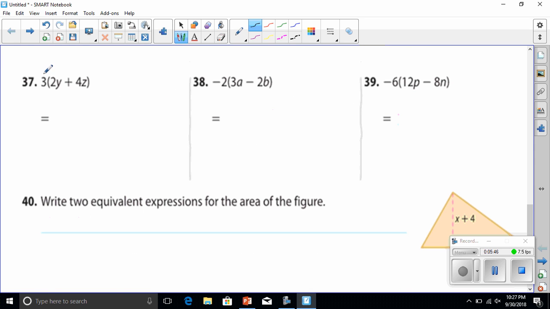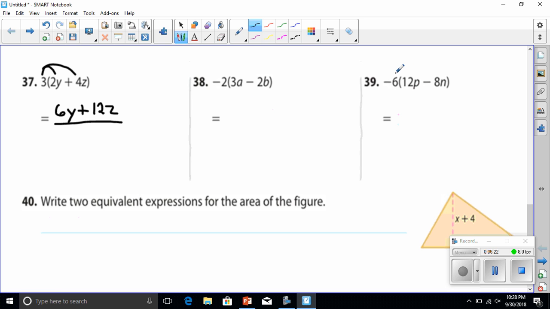Once again, combining everything on the outside, everything on the inside. 3 times 2y, well, 3 times 2 is 6, so that's going to be 6y. And we're going to multiply 3 to 4z, and a positive and positive make a positive, so we will add 12z. And because I have different variables, my terms are different, I can't combine them. That's my final answer. I got 39 here.